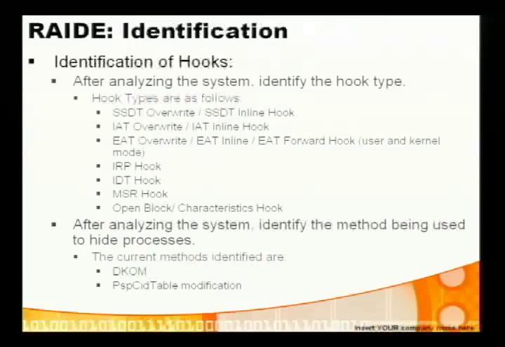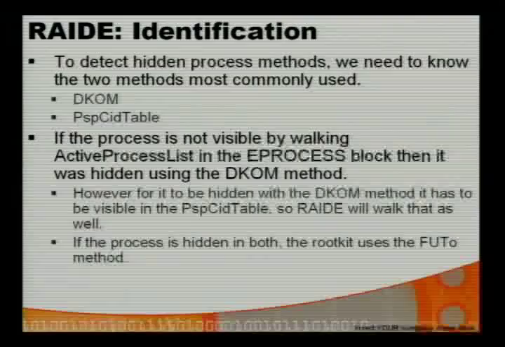And we also offer the user the ability to identify the type of hidden process. If we recognize the method being used to hide the process, we'll report it to the user, and based on that, we can give the user a selection of what they want to do with that hidden process. The two types we recognize are DKOM and PspCidTable modification, and we'll talk about that in a second.